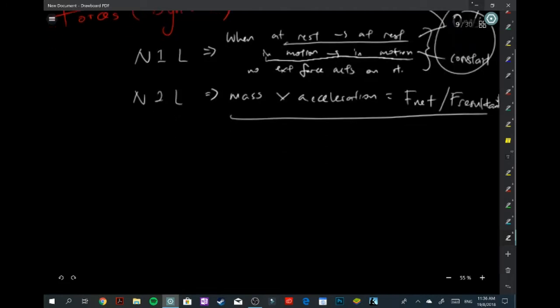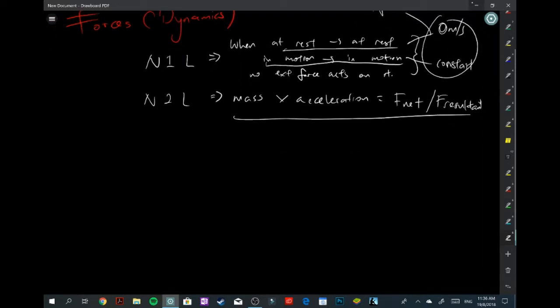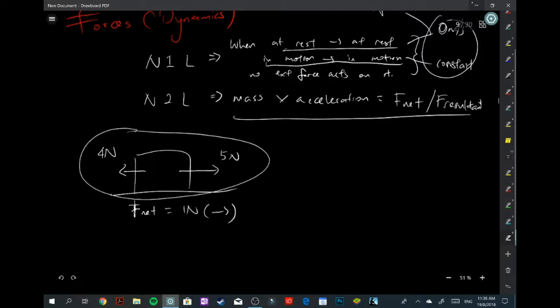Before we look into Newton's laws in more detail, we need to identify the idea of net force. Let's say I have a box here. Someone pulls it by 5 Newton to the right, someone pulls it to the left by 4 Newton. We know that the F net here is 1 Newton to the right. This is what I mean by net force, just the resultant force, the resulting force here.